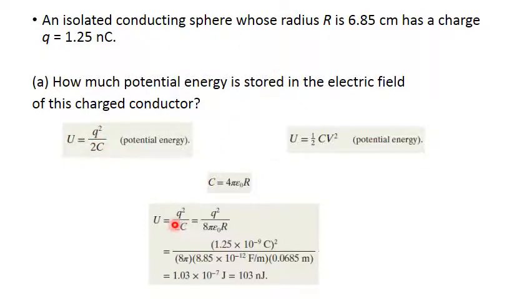So we'll calculate C. C is 4 pi epsilon naught r. So Q squared over 2C, Q squared over 2 multiplied by 4 pi epsilon naught r, would be 8 pi epsilon naught r. We will replace Q by 1.25 nanocoulomb, 8 pi epsilon naught, and r is 6.85 centimeter, so 0.0685 meters. By calculating this value, we obtain that the potential energy in this sphere would be 1.03 multiplied by 10 to the power minus 7 joule, or 103 nanojoule.